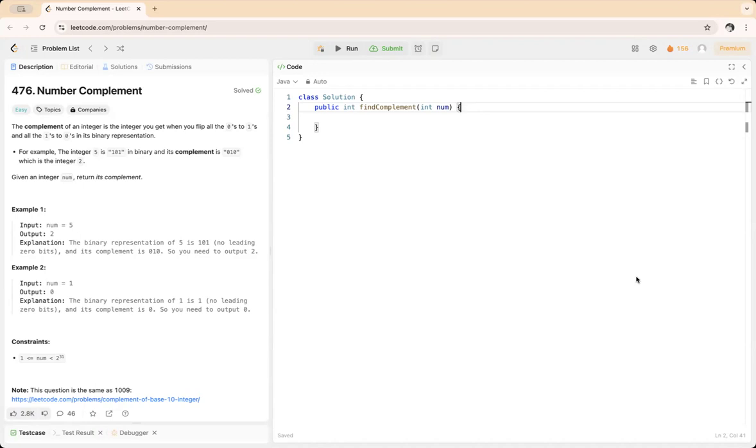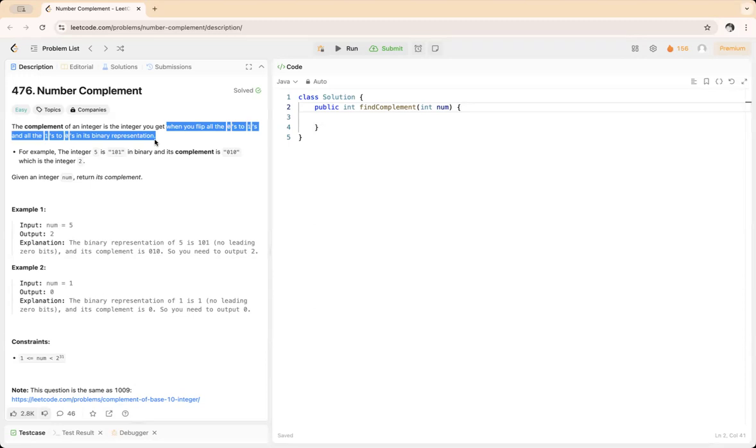And what do you mean by complement? The statement itself says the complement of an integer is the integer you get when you flip all the zeros to ones and all the ones to zeros in its binary representation. So any number has a binary representation, and when we flip the zeros to ones and ones to zeros, we get the complement of that number.